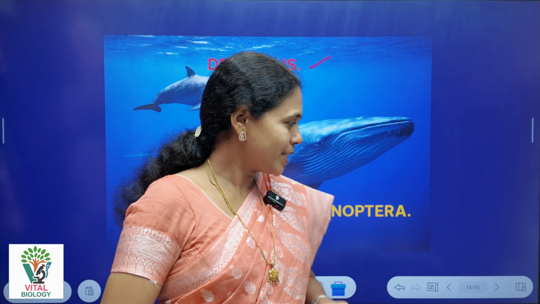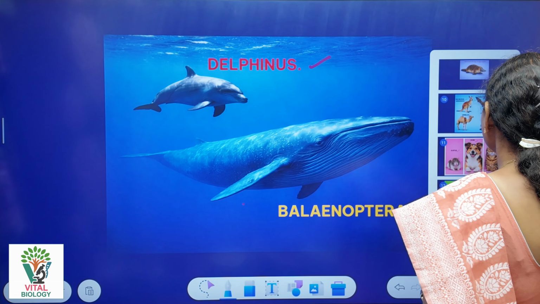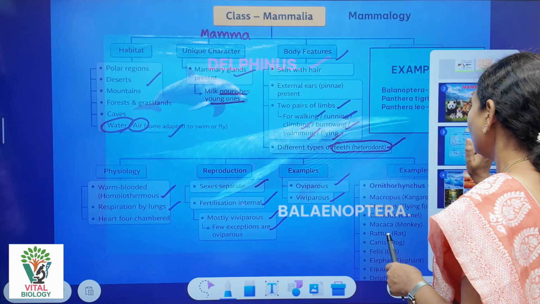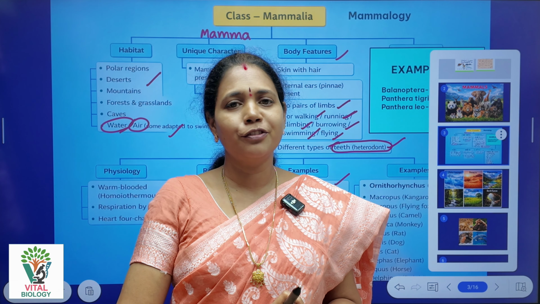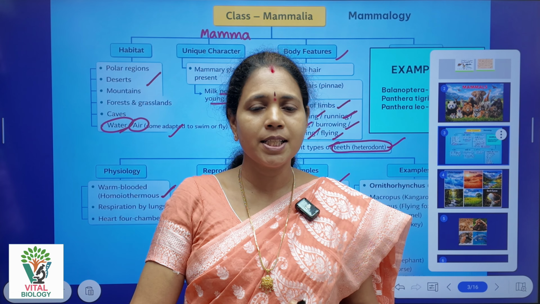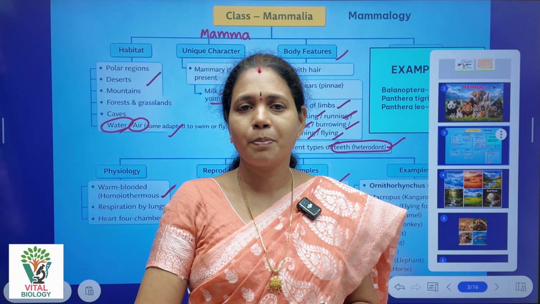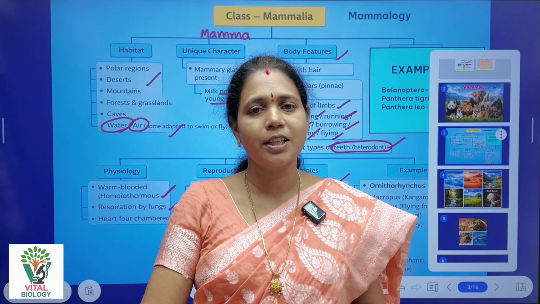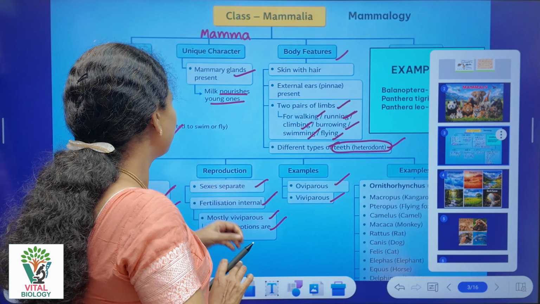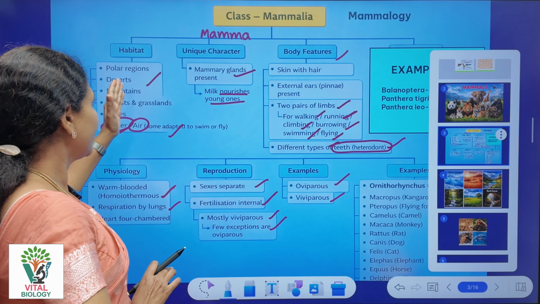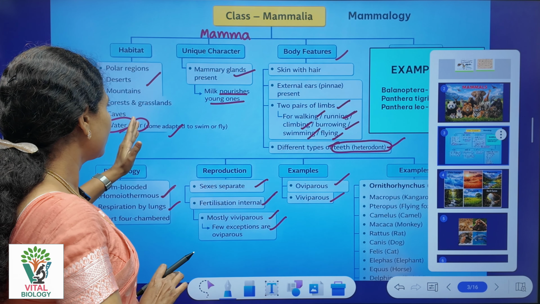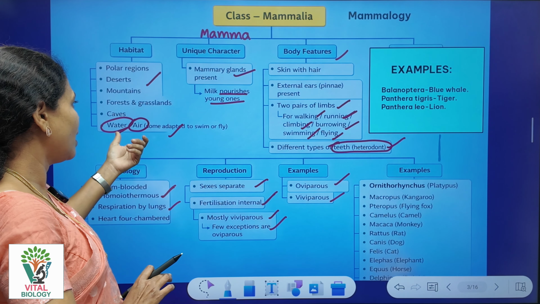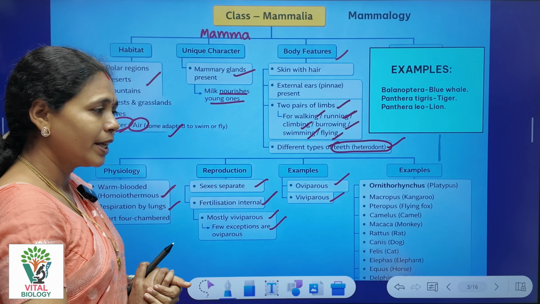So these are the various examples of class Mammalia. Once again, we'll go through a quick revision of the characteristic features of these mammals. The study of mammals is called mammalogy. The word Mammalia is derived from the Latin word mamma, meaning breast, representing the mammary glands. Mammary glands produce milk, which helps in nourishing their young ones. Habitat-wise, they can occupy polar regions, deserts, mountains, forests, grasslands, and even dark caves. They are well adapted to live in water as well as in air.